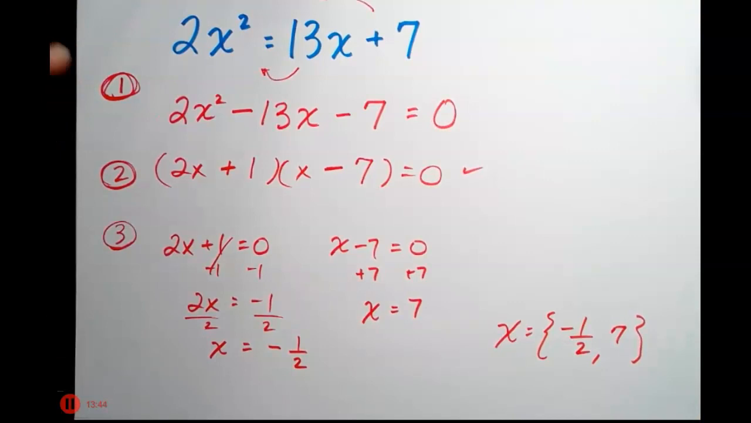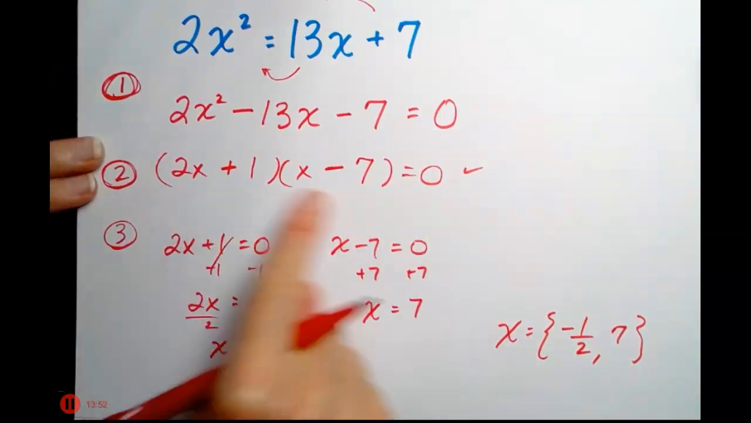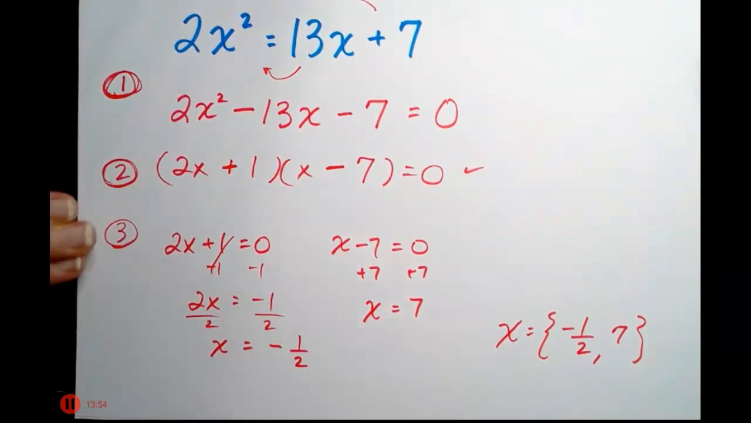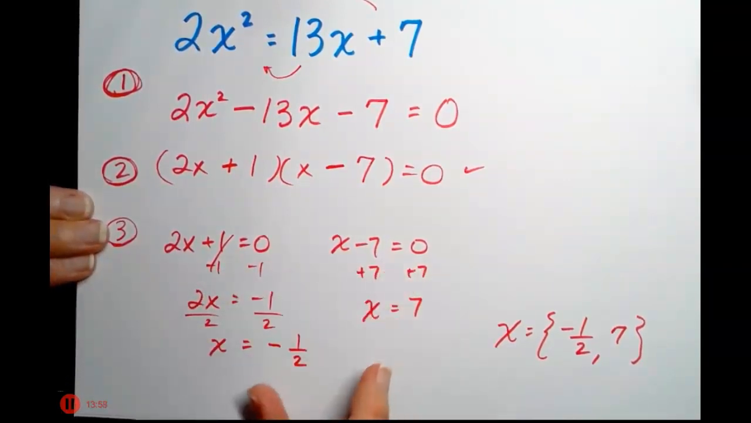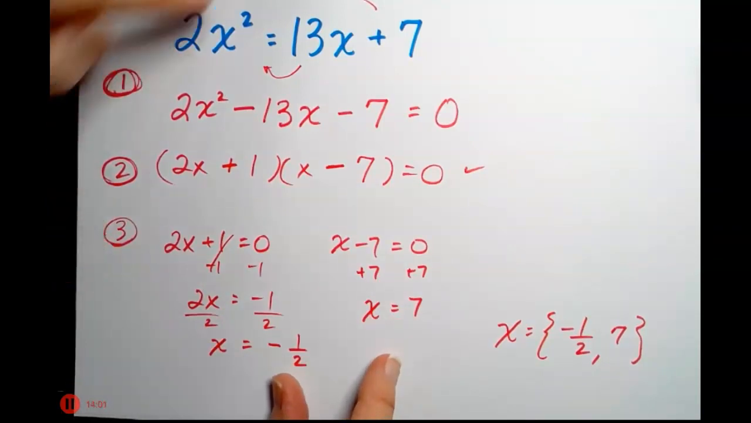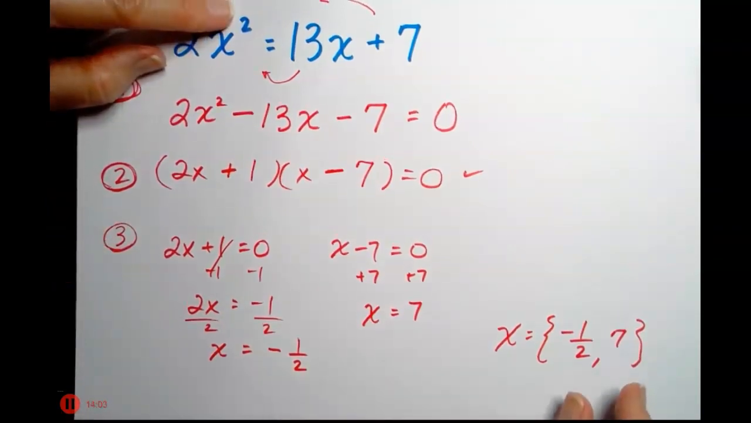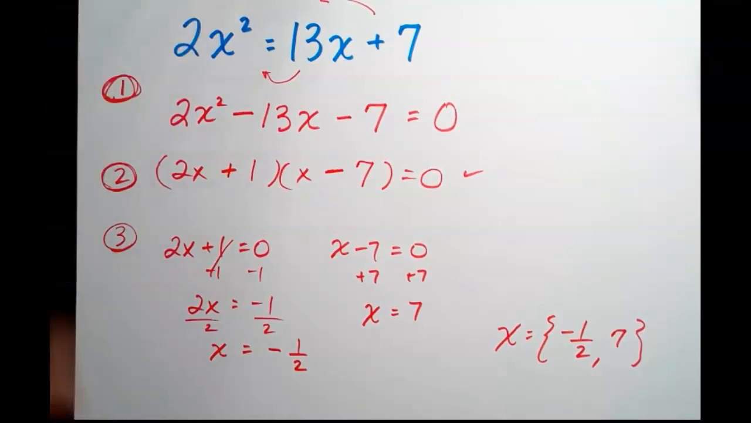So step 1, put it in descending order, set equal to 0. Step 2, factor the polynomial. Step 3, set each factor equal to 0 and solve. This is a quadratic equation. We're expecting 2 answers. That is the second part of the zero product property.